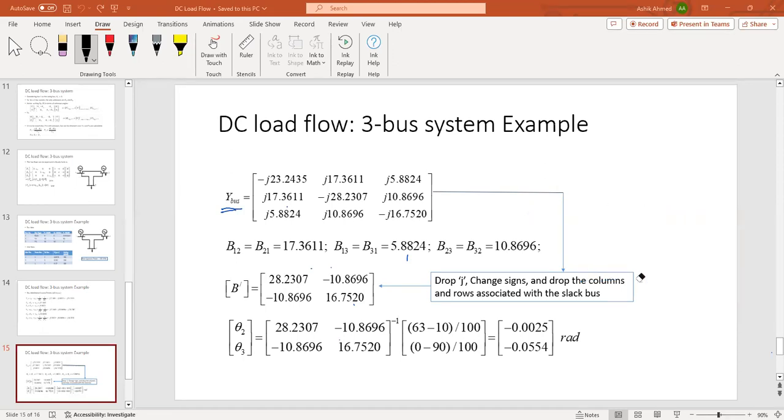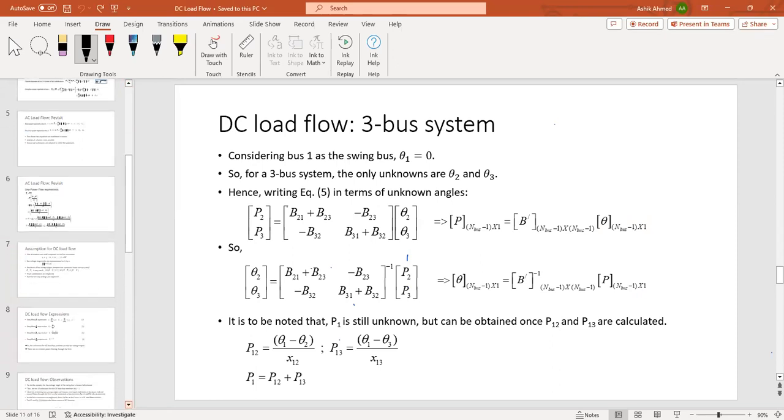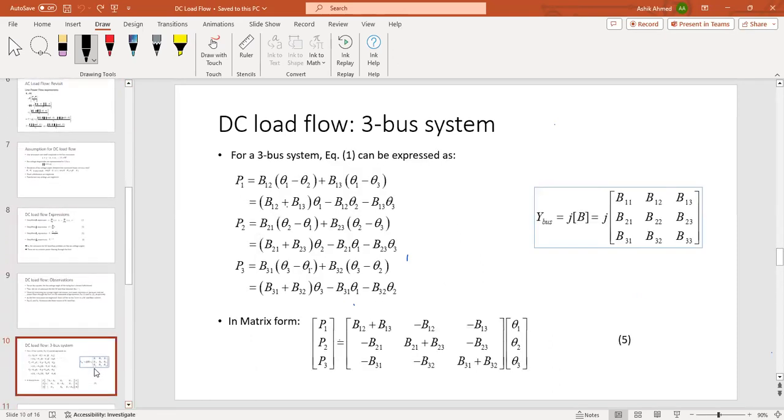So with the method that I just showed, you don't have to formulate the Y bus. Well, ultimately with the formulation of Y bus, you get the entries here, and using these entries, you can find out the B and then the B dash. So the Y bus shown over here will be useful if you are following the method shown in slide number 10.